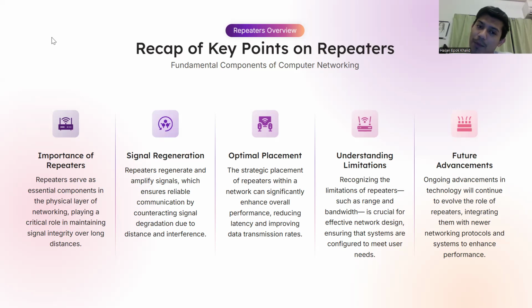And let's talk about optimal placement. The strategic placement of repeaters within a network can significantly enhance overall performance. As we have discussed, we have to look for obstacles to place the repeaters, and it enhances overall performance, reducing latency and improving data transmission rate. Now let's understand some limitations. As we have already discussed, recognizing the limitations of repeaters such as range and bandwidth is crucial for effective network design, ensuring that systems are configured to meet users' needs. So we have to understand the limitations of the repeaters to make them work properly.